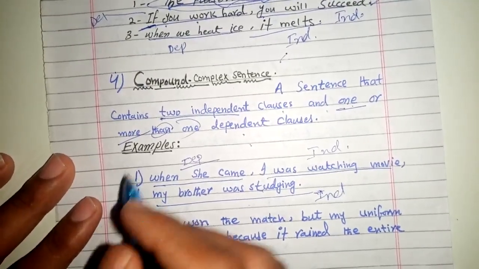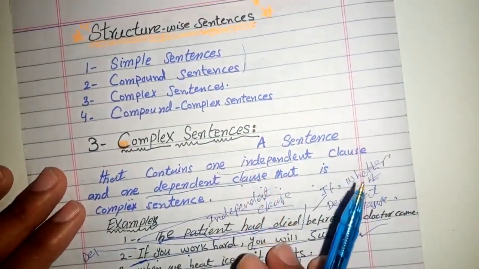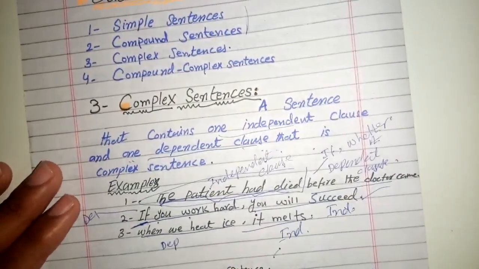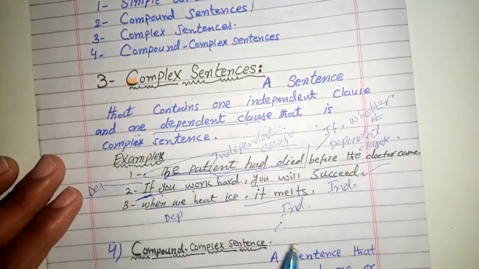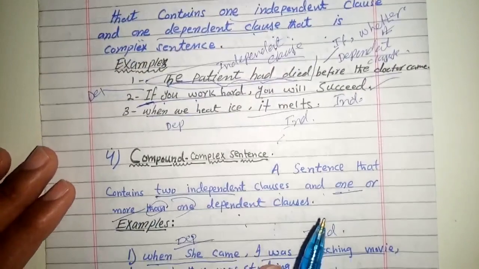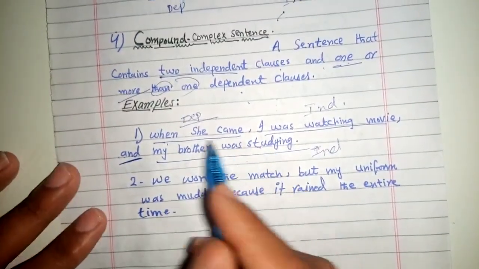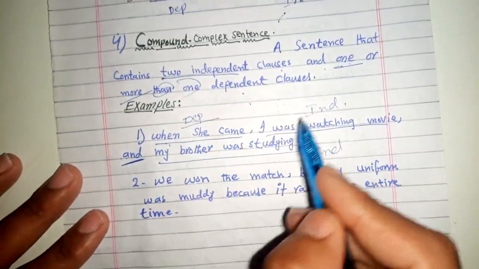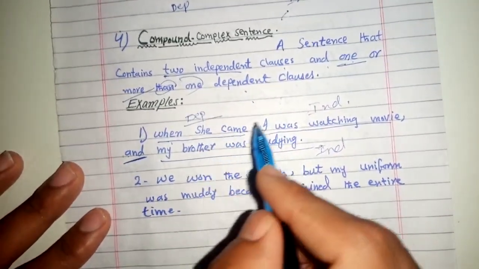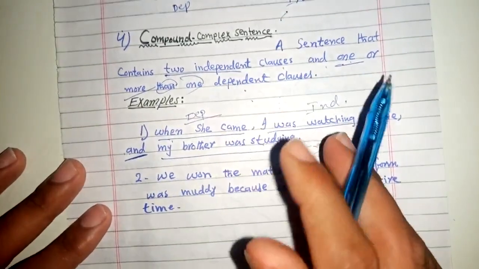I told you about coordinating conjunctions in compound sentences in my previous lecture. I will also give the link of that video in the description. You have to watch that video. That will be really helpful to understand this lecture, because you can understand this lecture easily through that video. Okay, when she came, it's a dependent clause, one clause, and two are these. When these three clauses make one sentence, that is considered a compound complex sentence.